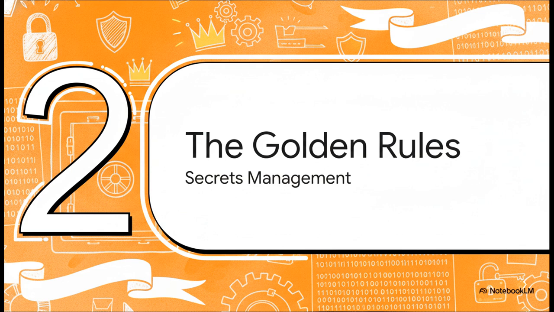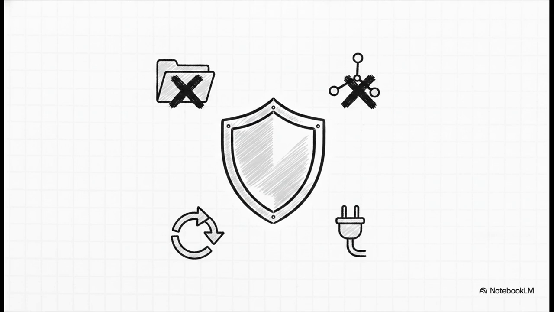All right, moving on to Section 2, the golden rules of secrets management. Think of these as your 5 non-negotiable commandments. 1. Never hard-code secrets, not in config files, not in constants, not even in comments. 2. Never commit them to version control. If it's sensitive, keep it out of Git entirely. 3. Inject your secrets at runtime. Your app should fetch what it needs right as it starts up.